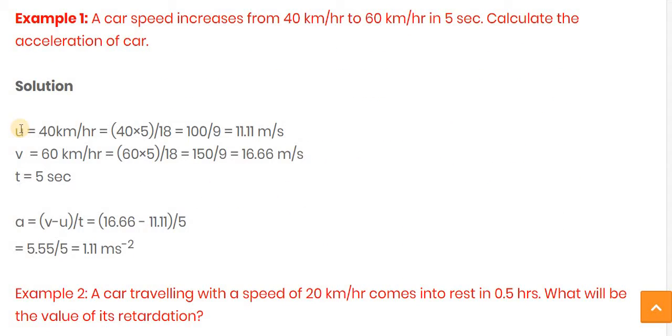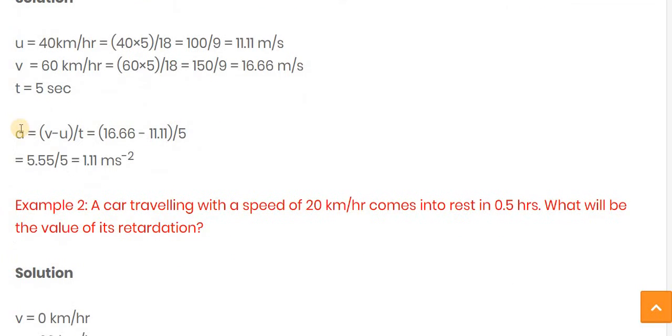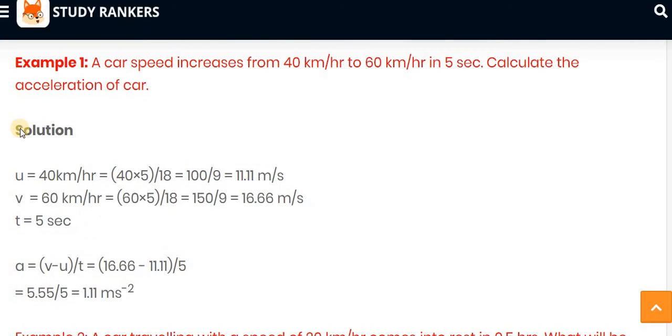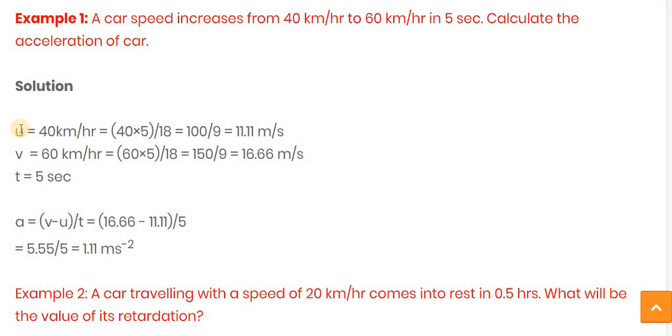Now let's see some examples. A car's speed increases from 40 to 60 kilometers per hour in 5 seconds. Calculate the acceleration of the car. Here the unit is given in kilometers per hour, so first of all we have to convert it into meters per second.